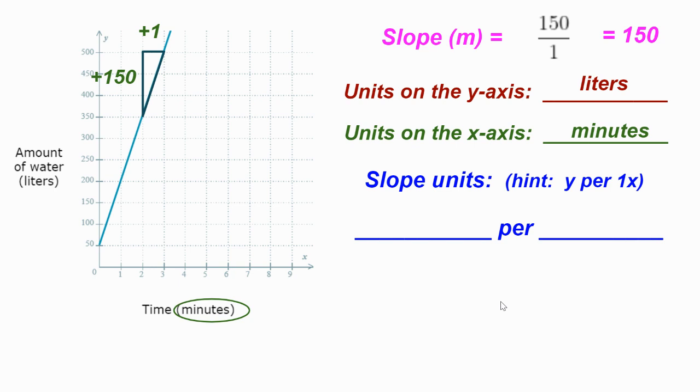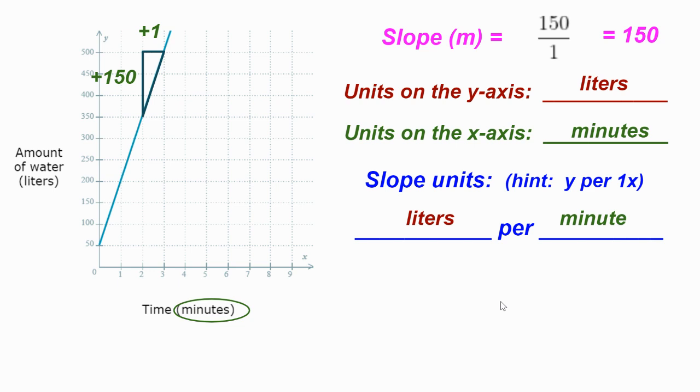So let's start putting this together. What are our slope units then? Remember, it's y per 1x. Well, the y is liters. Boom. And our x is minutes. So 1 of the minutes is minute, right? So it's liters per minute. Just drop the s, right? From plural to singular. That's all it is.